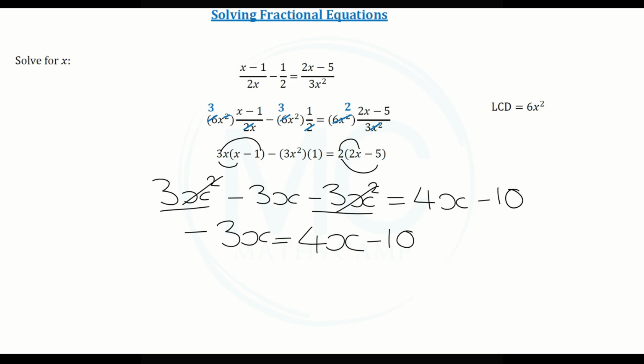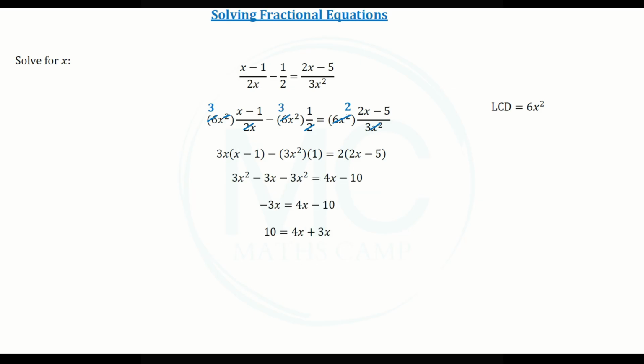Now we need to get our x terms on one side of the equation. 4 is the higher coefficient, so we're going to leave it where it is. Move the negative 3 by adding 3x on this side. And we move negative 10 to the left-hand side by making it positive. Now we can add our like terms. On the left-hand side, we've got 10. On the right-hand side, 4x plus 3x gives us 7x.